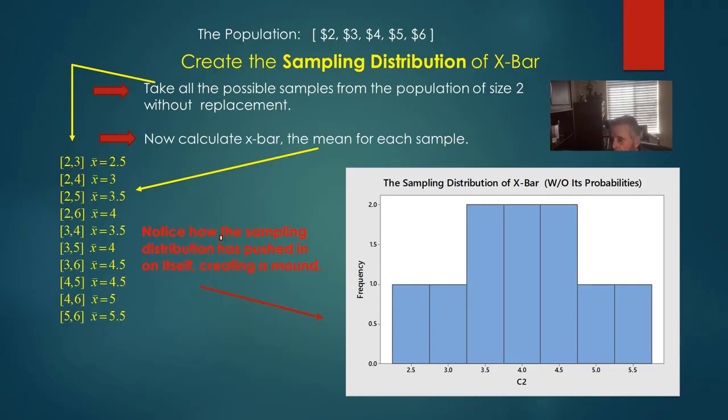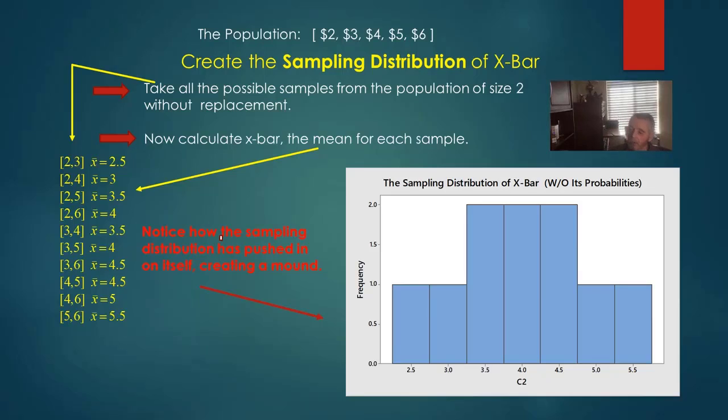So here we see again the population is $2, $3, $4, $5, and $6. Notice the first red arrow near the top of the page says, take all the possible samples from the population of size 2 without replacement. First thing I'd like to say is it's important. The "ing" on the sampling is important because the sampling distribution means it is different than the sample distribution.